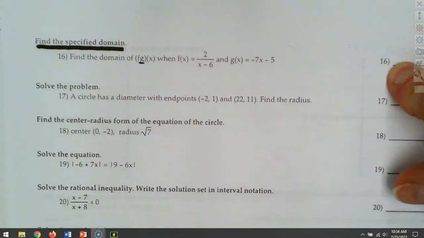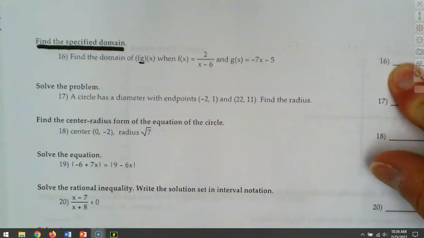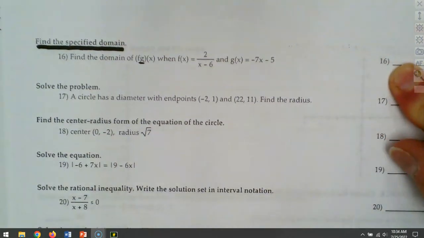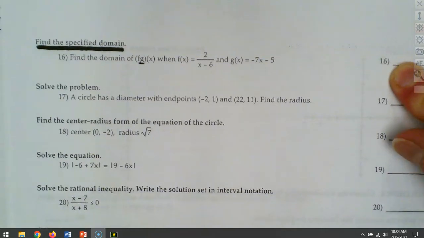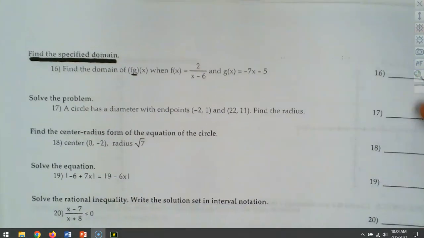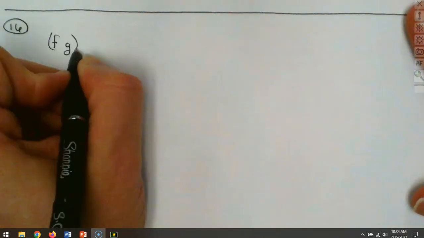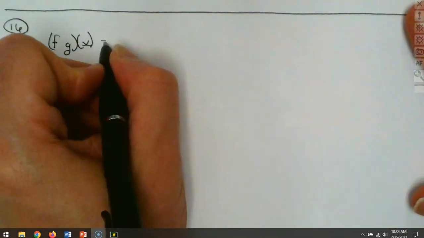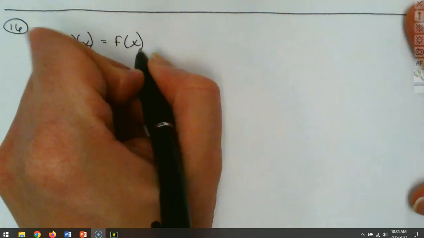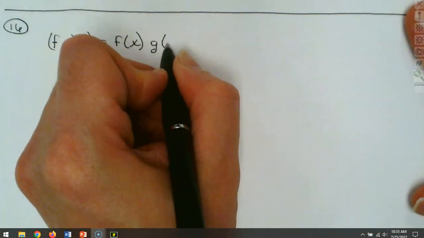So we're not going to be cleaning it up. We're not going to be doing a lot with these. We're going to be simply rewriting them, and we're going to be looking for division by 0, because all we are doing is finding the domain. Domain is the parts of division by 0. So we want f times g of x, and that is f of x times g of x.